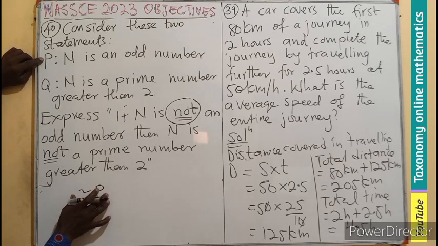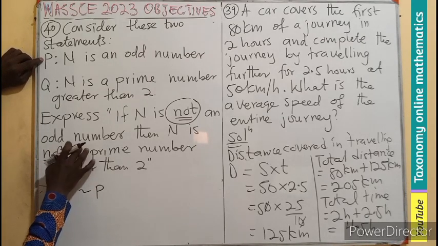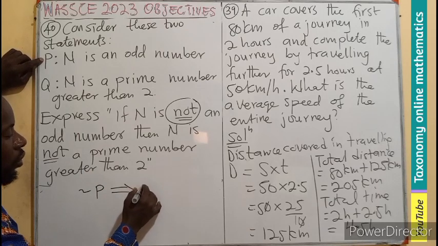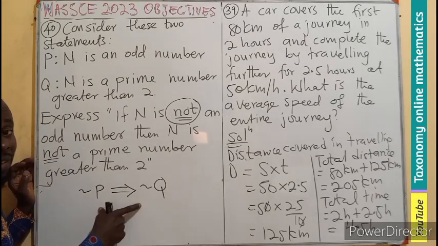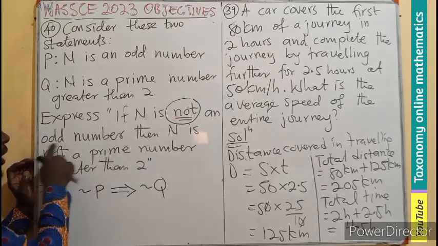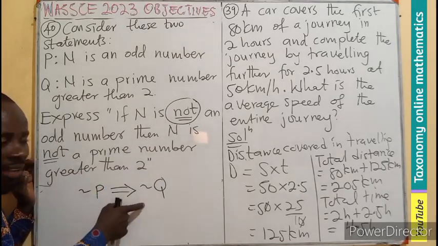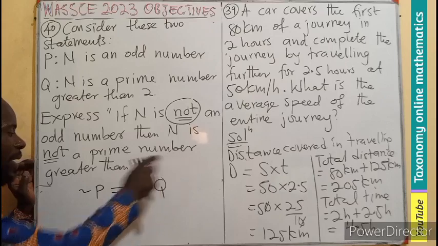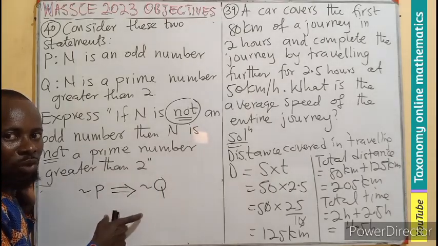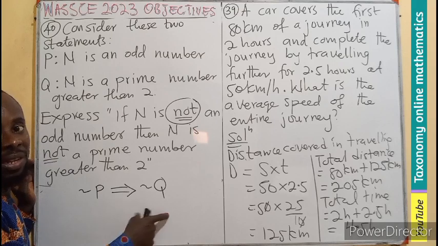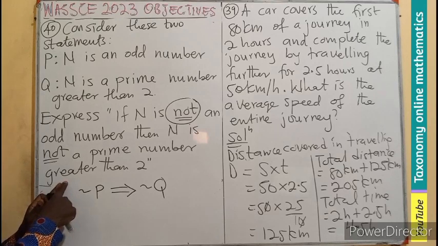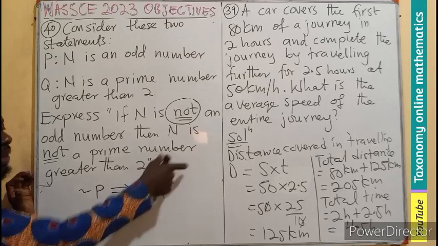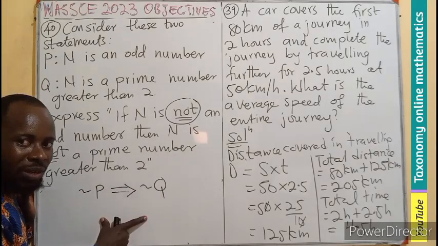So if N is not an odd number, it implies that the negative statement of Q will also be valid. This simply means that if N is not an odd number, then it implies that N is also not a prime number greater than 2. That is what you can get as your symbol representation of this. I think I didn't add a question to it. You are asked to what? Write this in symbol form. That's the continuation of this question. Write in symbol form the solution. All right.